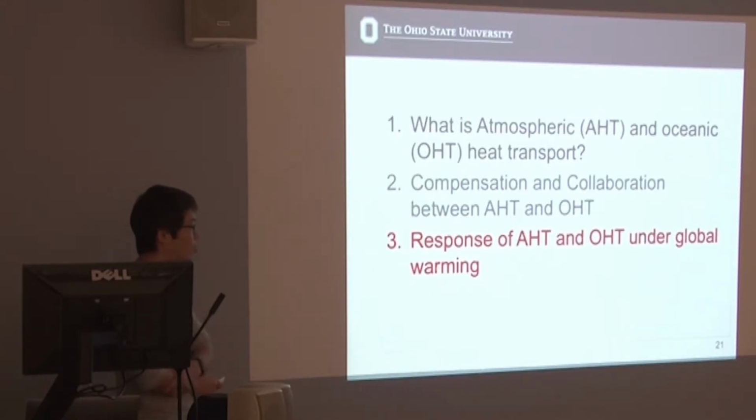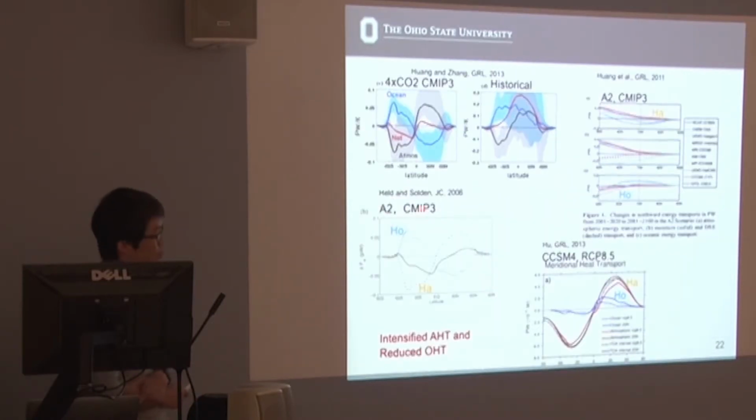So right now, I'm going to talk about the response of atmosphere and ocean heat transport to global warming and the mechanism behind it. Plenty of previous studies found that under global warming, we have an intensified atmosphere heat transport and a reduced ocean heat transport. For example, in the cold drop CO2 scenario in CMIP3, we found that the intensified atmosphere heat transport and the reduced ocean heat transport are largely symmetric along the equator.